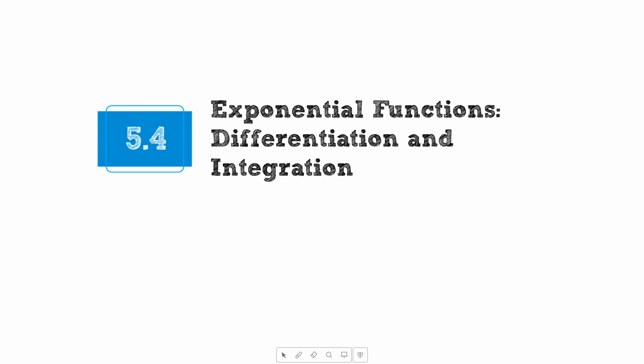Now, don't confuse e to the x with something like x squared. X squared is a variable raised to a constant. E to the x is a constant raised to the variable. The rules change a little bit. This will be fun. You're going to have to do a little work on the front end, and you'll be pleasantly surprised by the results.